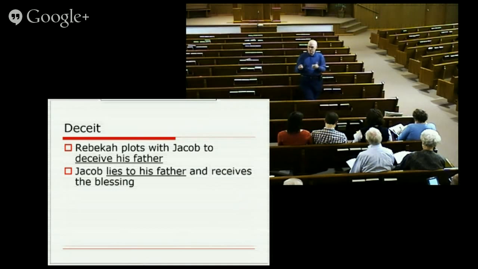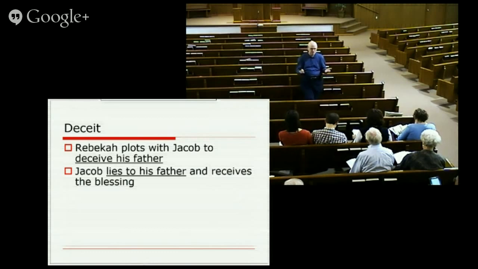Now, what else do they do to make it look like it's Esau? Put his clothes on, okay? That will come into play later on. So she puts the clothes on him, puts the skin on him, fixes the food just like he likes it, and Jacob goes in to his father to give him the food and to get the blessing.